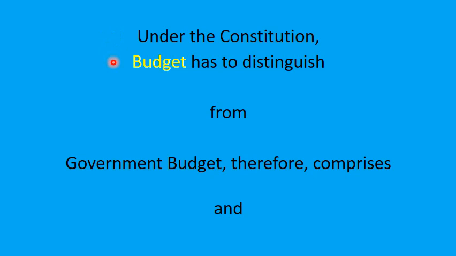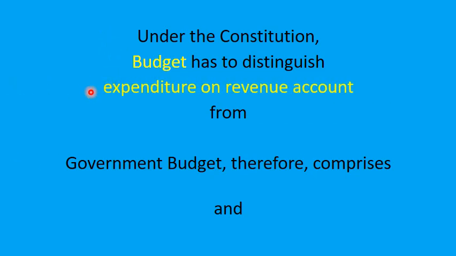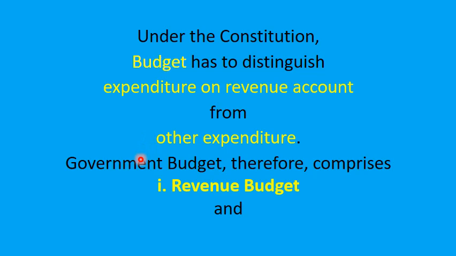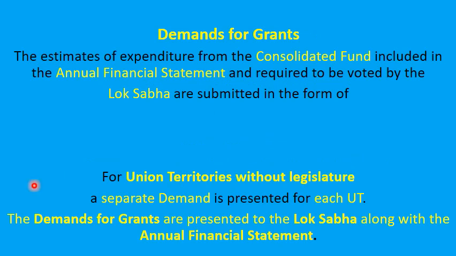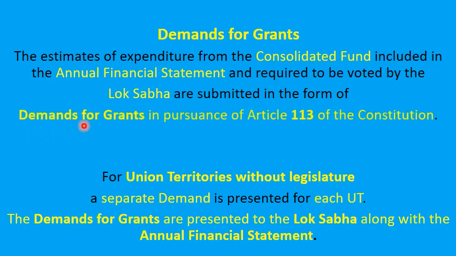Under the Constitution, budget has to distinguish expenditure on revenue account from other expenditure. Government budget therefore comprises 1. Revenue budget and 2. Capital budget. Demand for grants. The estimates of expenditure from the consolidated fund included in the annual financial statement and required to be voted by the Lok Sabha are submitted in the form of demand for grants in pursuance of Article 113 of the Constitution.